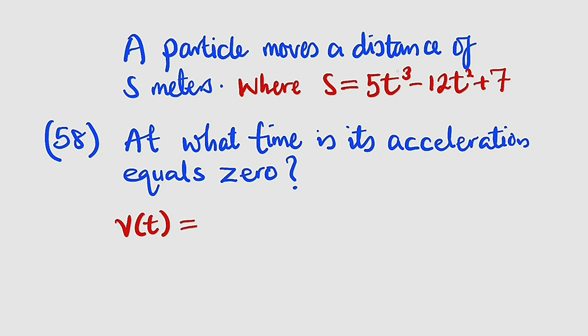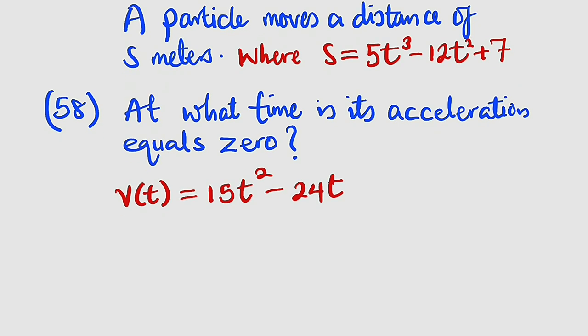To find the velocity, we are going to differentiate this function. This 3 will drop down to multiply 5, and that will give us 15. T, you reduce 1 from the exponent. 3 minus 1 is 2. Minus, this is power of 2. It will drop down to multiply 12. You have 24. And 2 minus 1 will be 1. So we just have t here. Remember that the derivative of a constant is always 0. So this is our velocity.